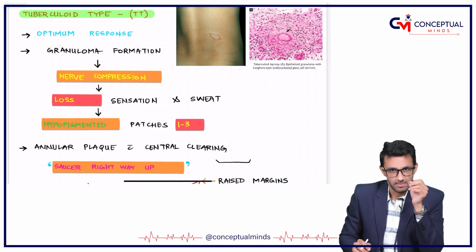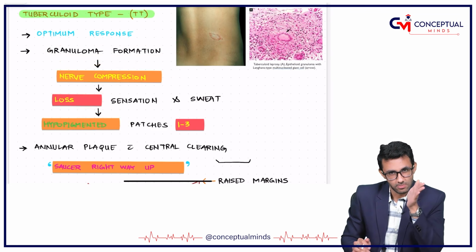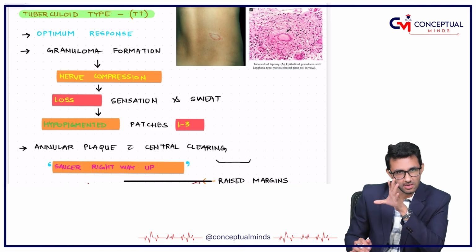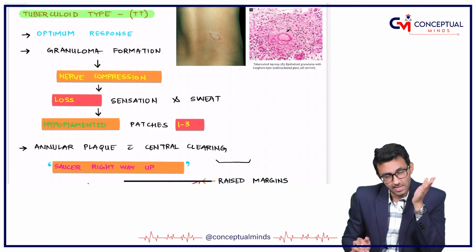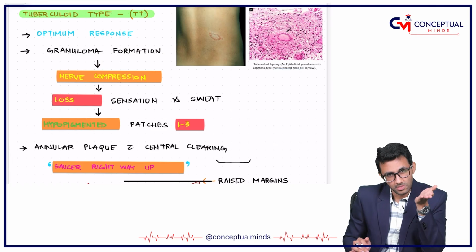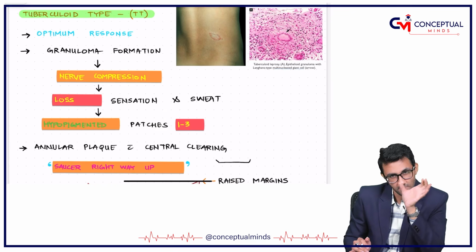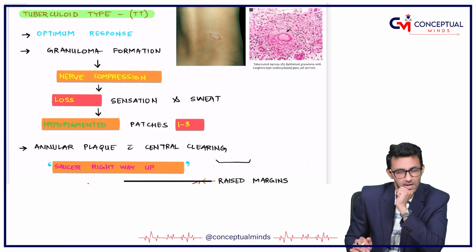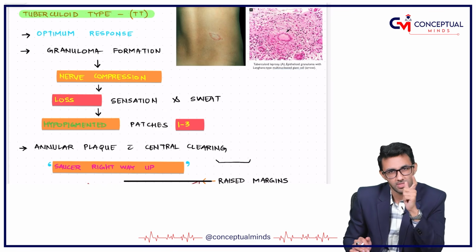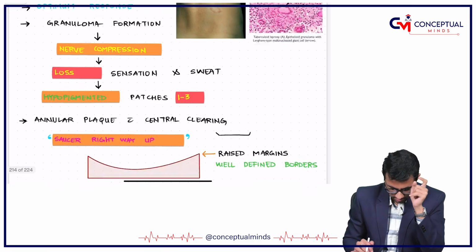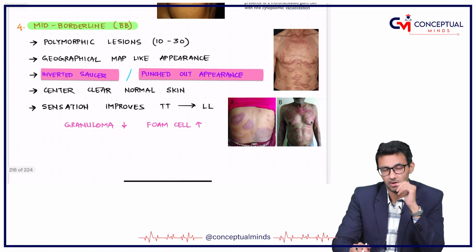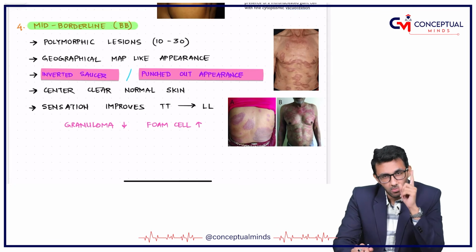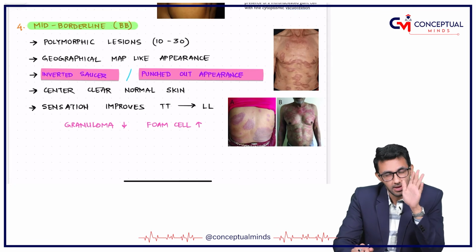Okay, fine. Now if I am telling you that the disease is progressing further, what do you think? In the TT type, what was happening? There was more granuloma. Now, because the disease is progressing further towards the right side, that is towards the LL side, what do you think would happen to the granuloma? Please comment on this. Granuloma will decrease. Are you getting my point? Granuloma will decrease.